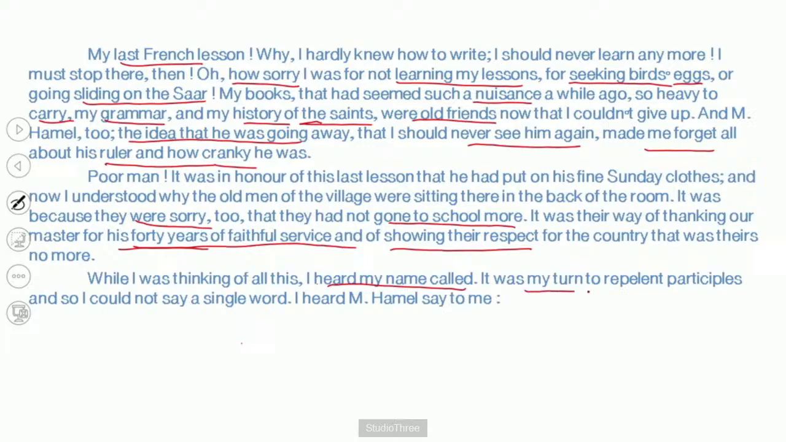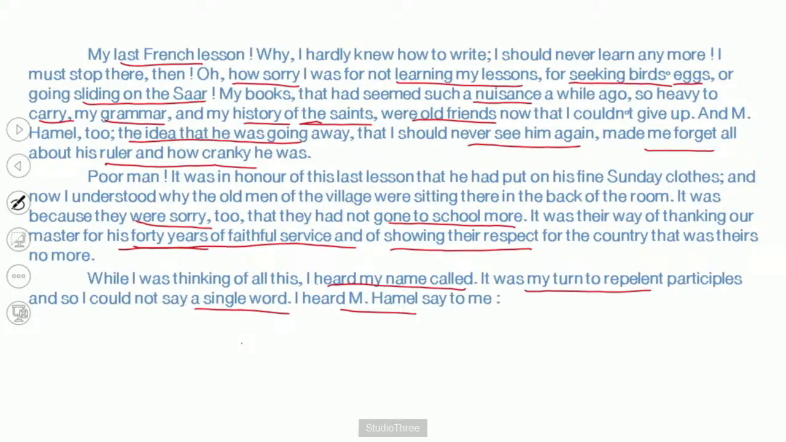It was my turn to recite the participles, and so I could not say a single word. I heard Mr. Hamel say to me, what happened since last lecture? Even we also notice that if some teacher asks questions or asks us to recite previous parts, and yesterday we did not pay any attention to any portion or any text, then we become very fearful.